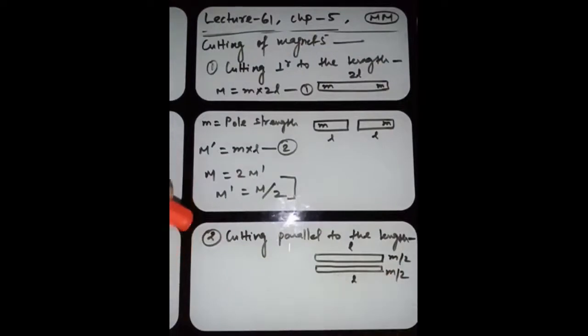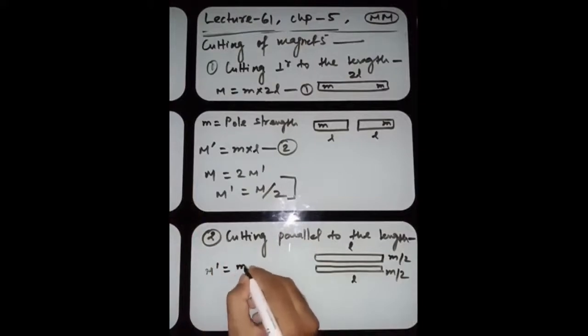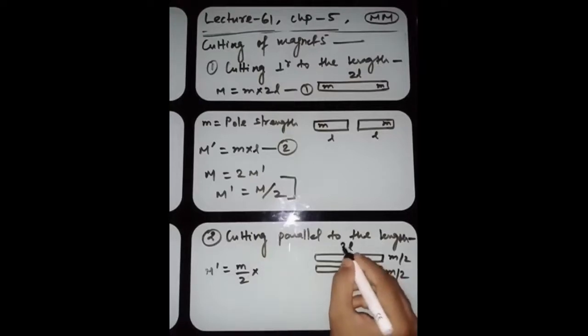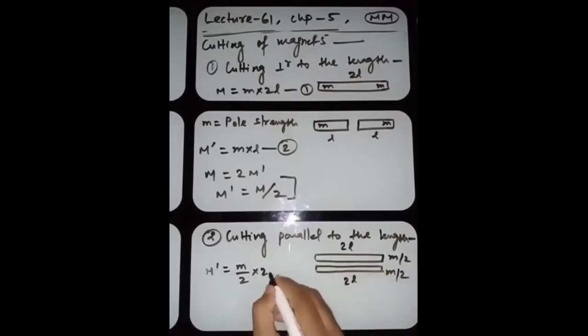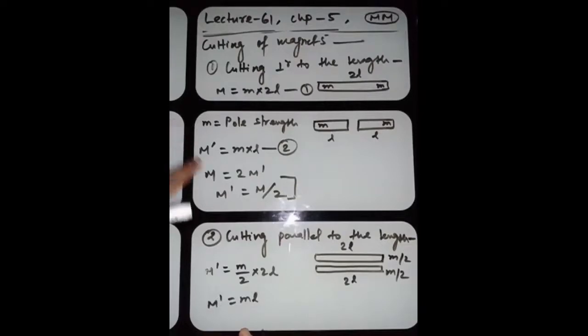Okay. Now here m dash equals pole strength, m by 2, into length. How much? Length remains the same. Oh, it was 2L, I think. Length remains the same, it is 2L. So m into L is m dash. Again, you can see here m dash is mL. Here also m dash equals mL. It means m dash will be m by 2.